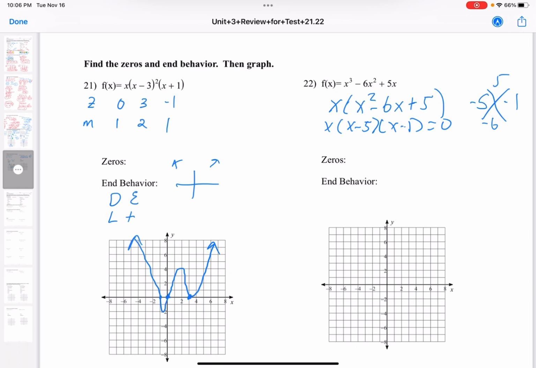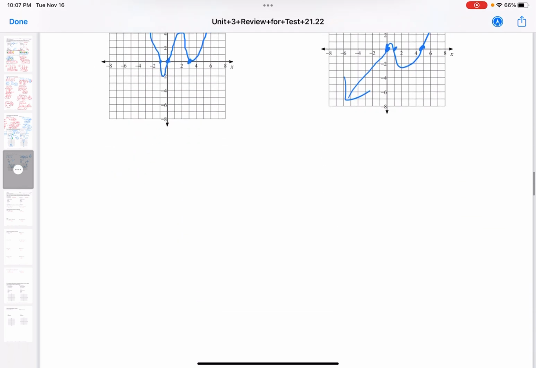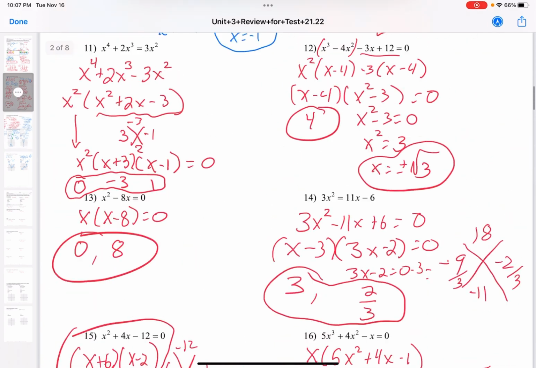So our zeros are 0, that has a multiplicity of 1, 5, that has a multiplicity of 1, and 1 that has a multiplicity of 1. Degree is third degree, and it's positive. So third and positive, there's our end behavior. We've got zeros at 0, 5, and 1. Starts down here. Each of them only has a multiplicity of 1. Looks like that.